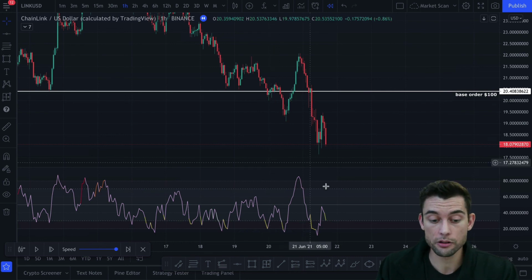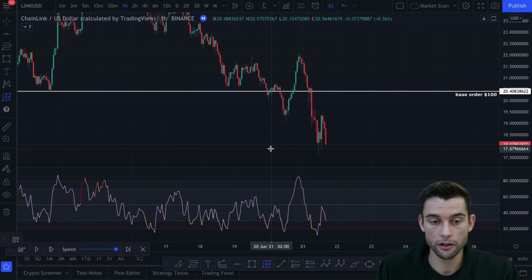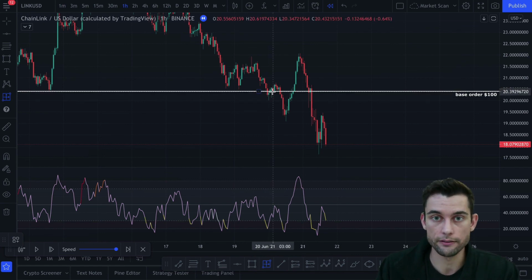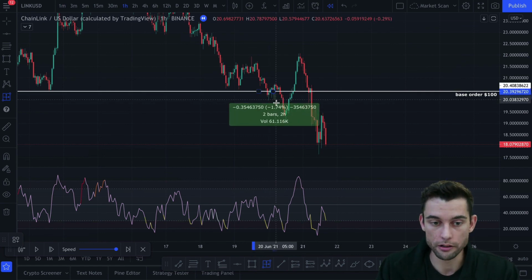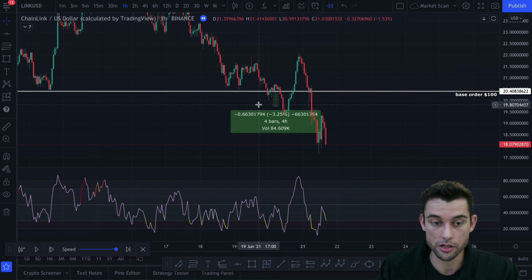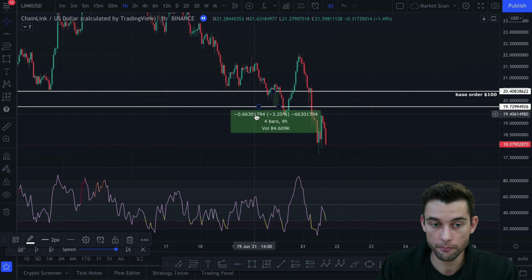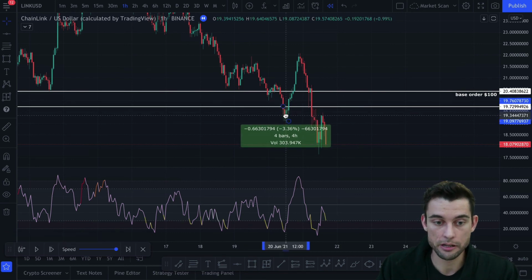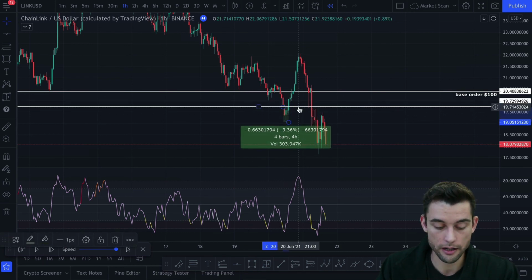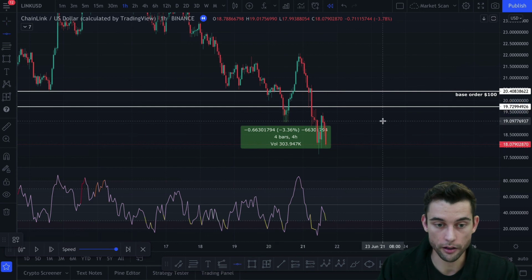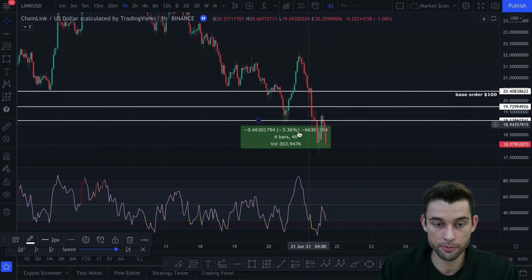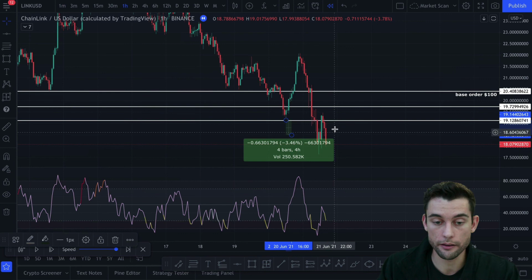Your safety orders are strictly based off of the percentage and the volume that you chose underneath the safety orders settings. So we put 3%. As soon as it hits 3%, we're going to put our safety order in, and then once it hits 3% underneath there, we're going to put another safety order in, okay?